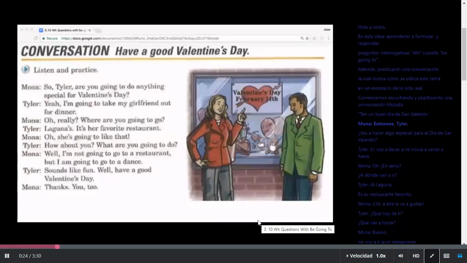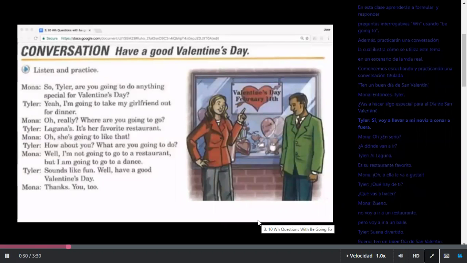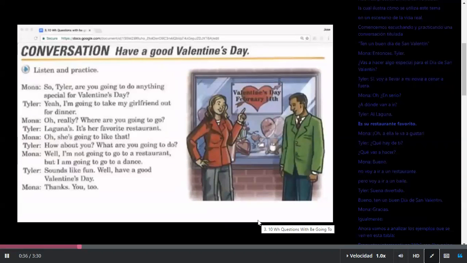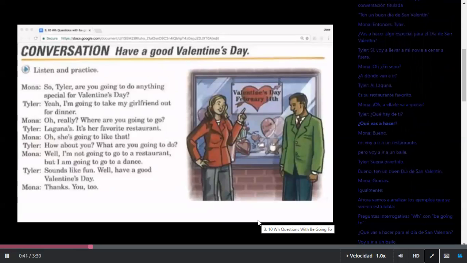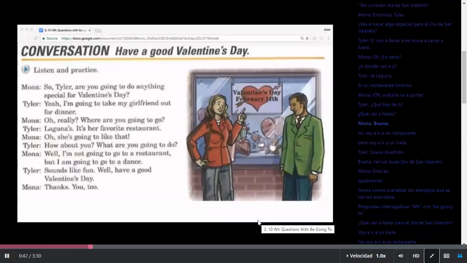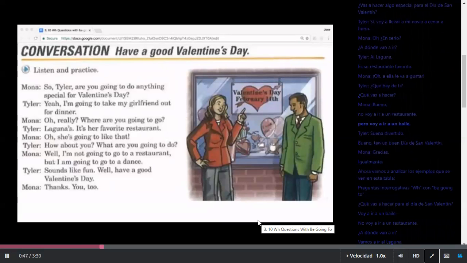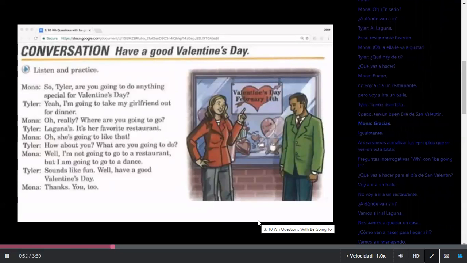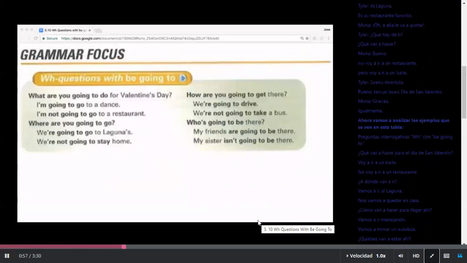So, Tyler, are you going to do anything special for Valentine's Day? Yeah, I'm going to take my girlfriend out for dinner. Oh, really? Where are you going to go? Laguna's. It's her favorite restaurant. Oh, she's going to like that. How about you? What are you going to do? Well, I'm not going to go to a restaurant, but I am going to go to a dance. Sounds like fun. Well, have a good Valentine's Day. Thanks. You too.